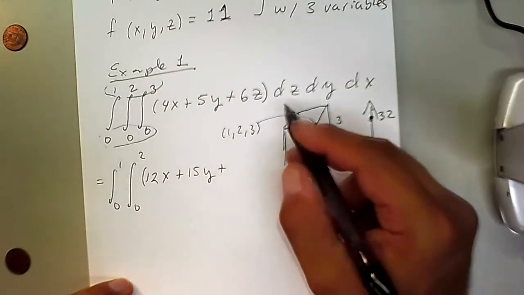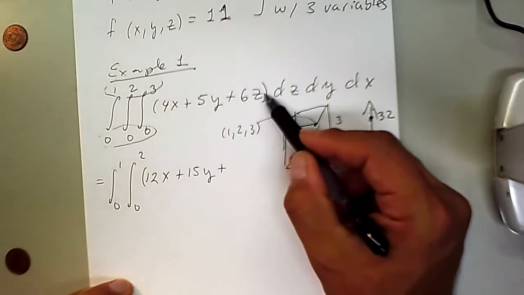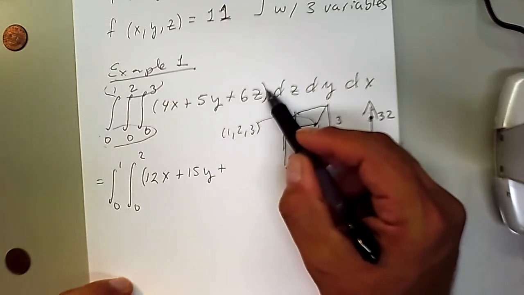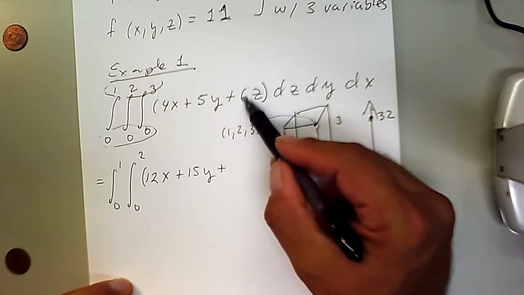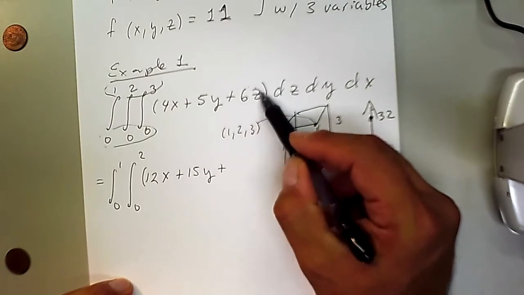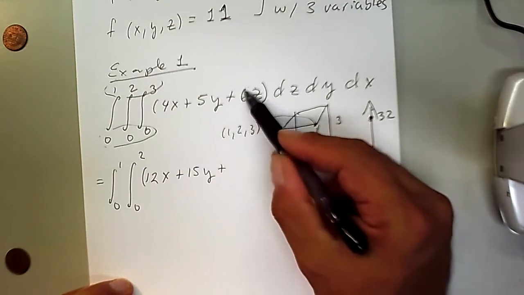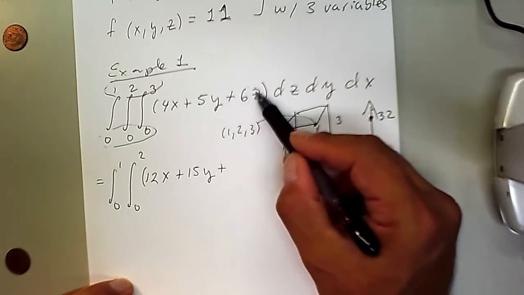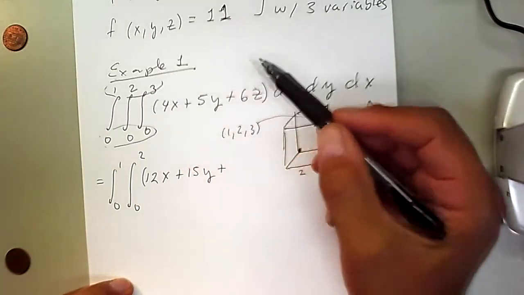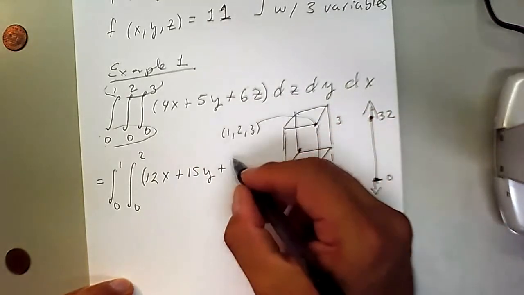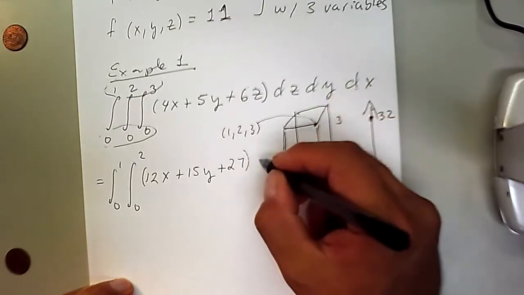Here's where things get a little more messy. Because when this z is varying, using the fundamental theorem of calculus, we have to do the antiderivative first, 6z squared over 2. The 6 and the 2 simplify down to 3, so we really have 3z squared from 0 to 3. So we end up with 3 times 9, 27. And then we have dy dx to do.